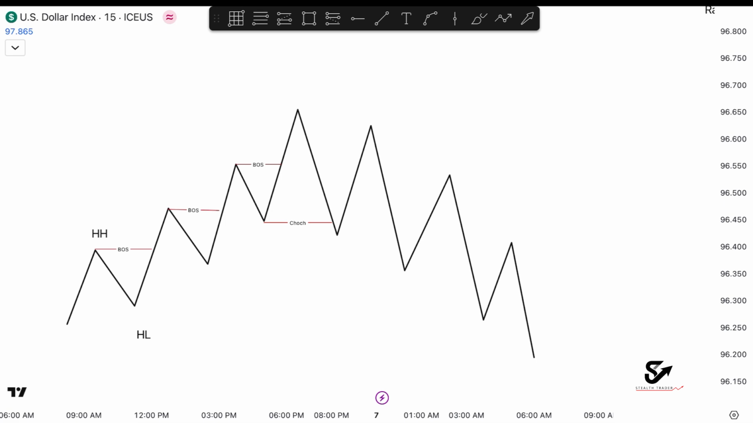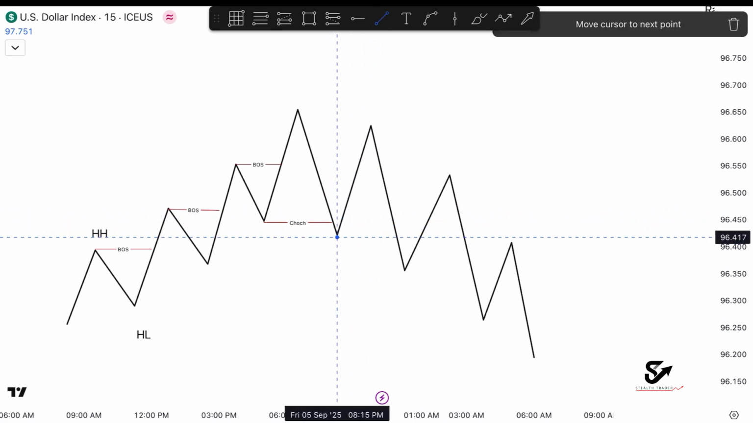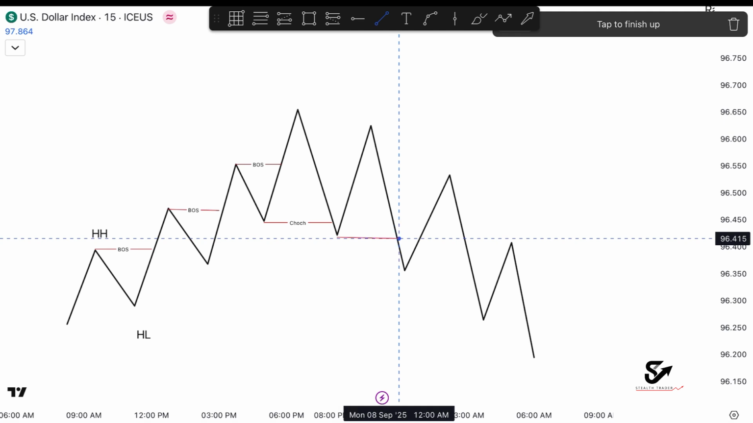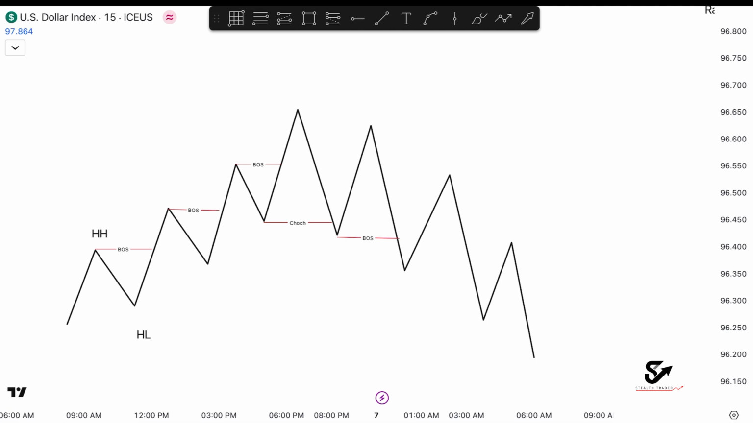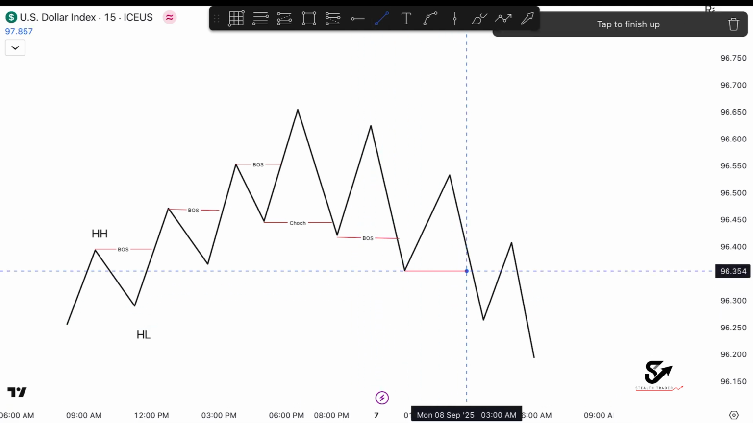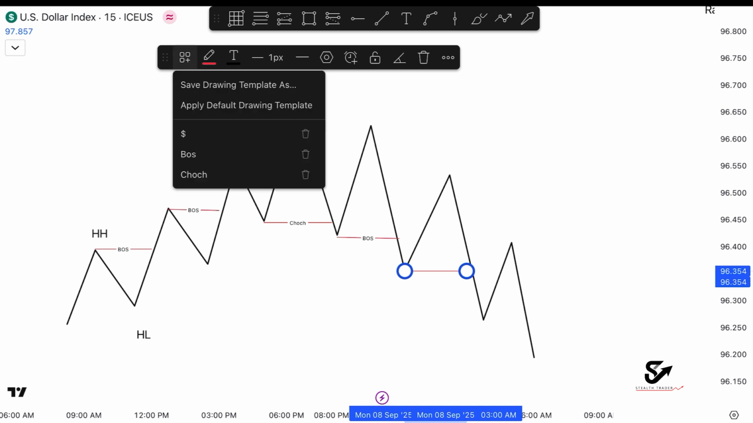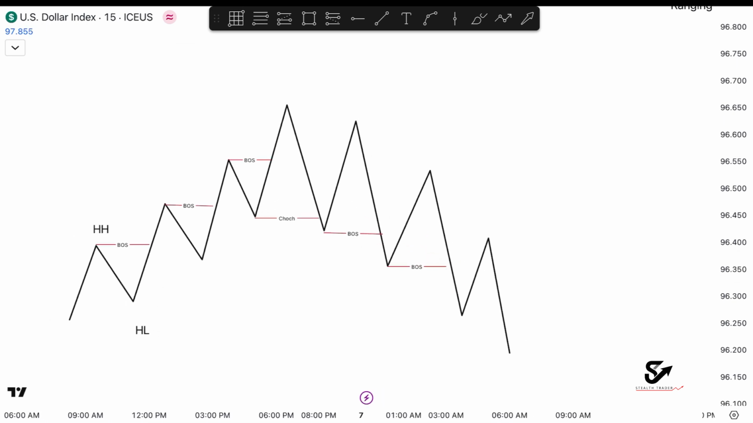So what happens once the character has changed? They call this a break of structure again, right? Because that structure has been broken to the downside. A break of structure, another break of structure. That is just it. Nothing more there. I'm not trying to complicate anything for any of us.